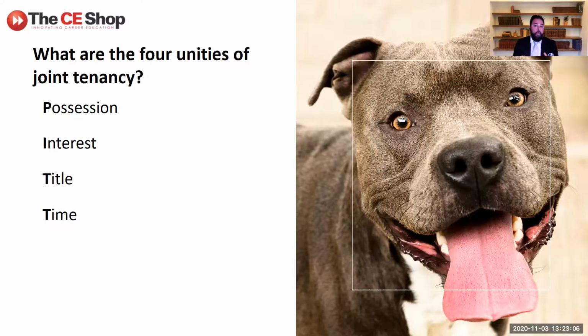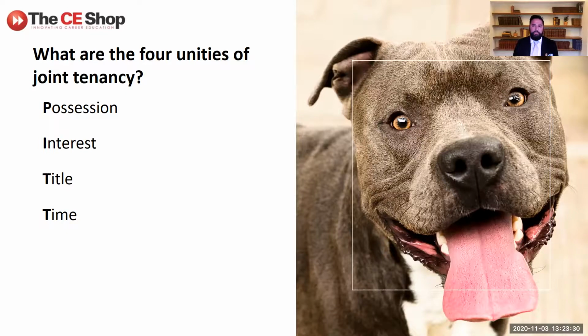That means all the co-owners have to possess the property. They have to, meaning they all have to own it together. They have to have equal interest. That's a key word, equal interest. They have to all be on title. And then this has to be done at the same time. So you can't add someone later onto that title in order for it to be considered a joint tenancy, as opposed to a tenant in common.